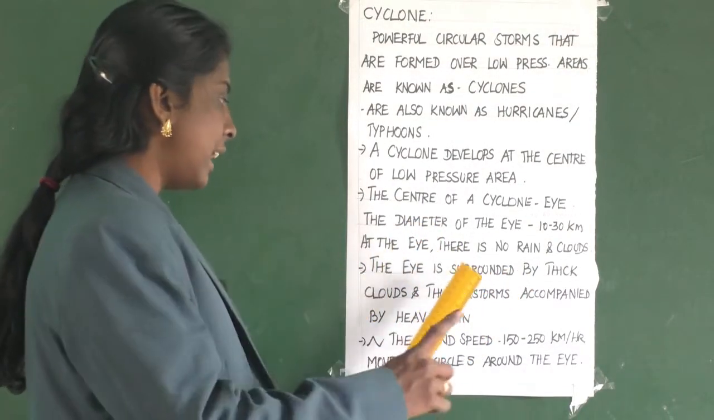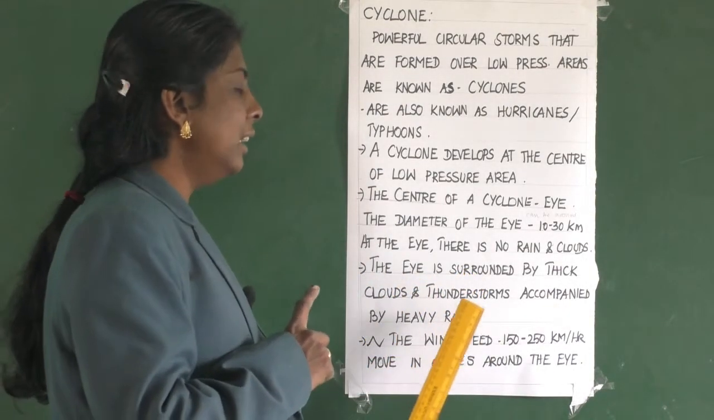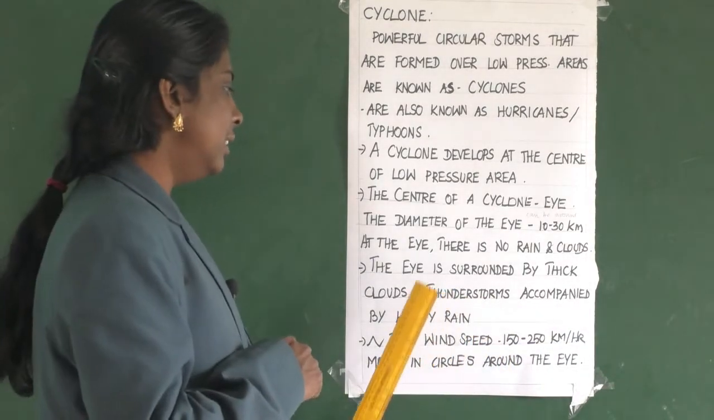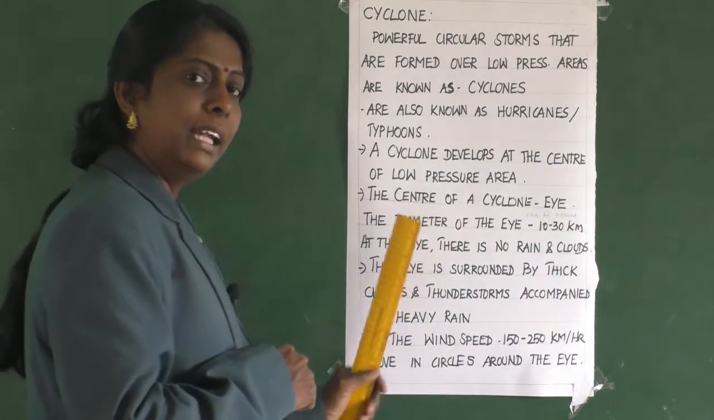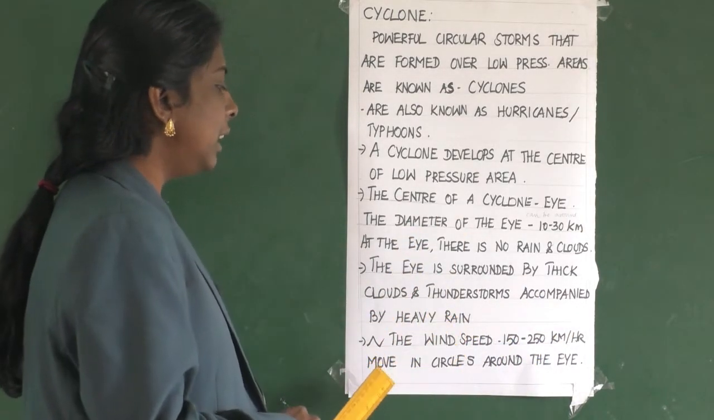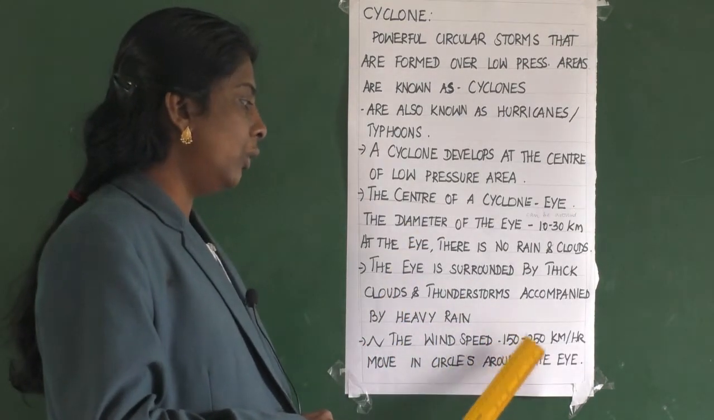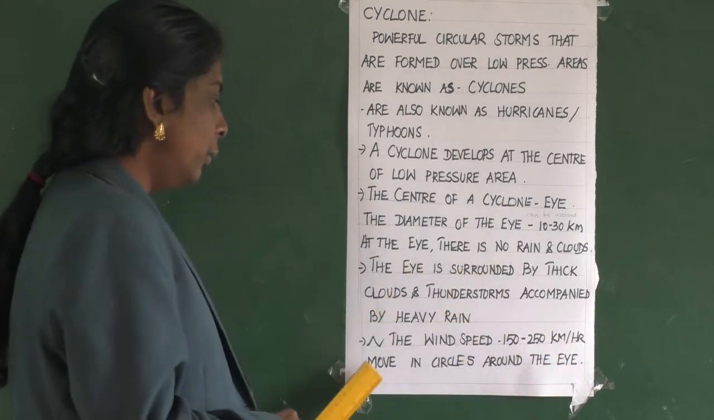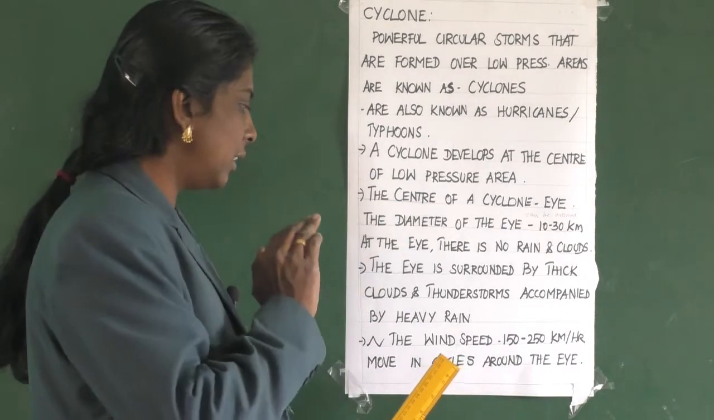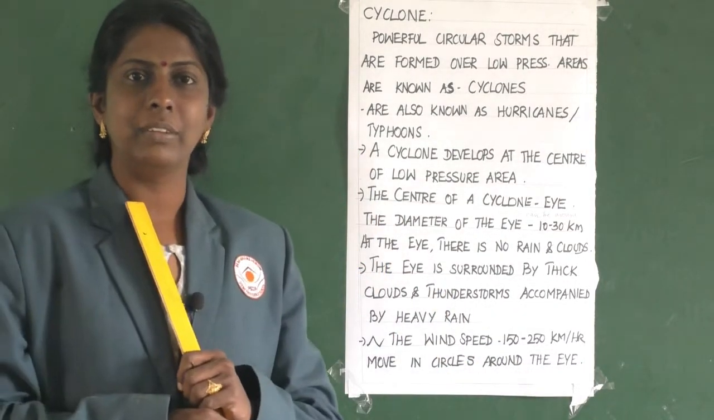The eye is surrounded by thick clouds and thunderstorms accompanied by heavy rain. Wind speeds of approximately 150 to 250 kilometers per hour will move in circles around the eye. That's what a cyclone is. Clear, children?